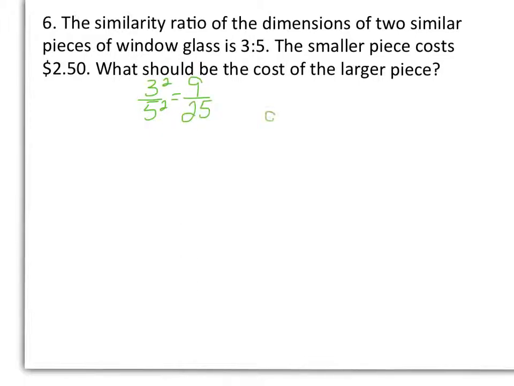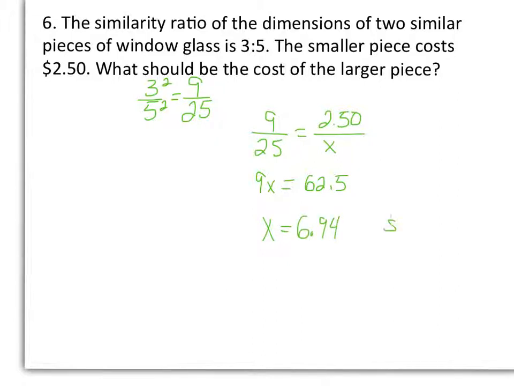So we can say smaller to larger equals smaller to larger. Then solving our proportion, we get 9x equals 62.5. So x equals 6.94. So it will cost $6.94 for the larger piece of glass.